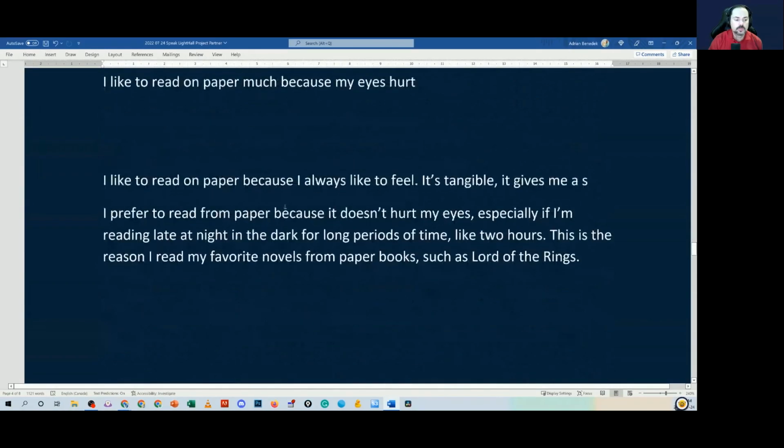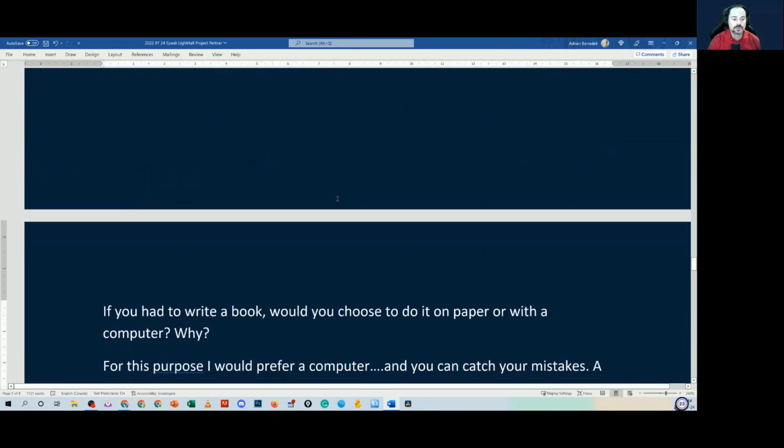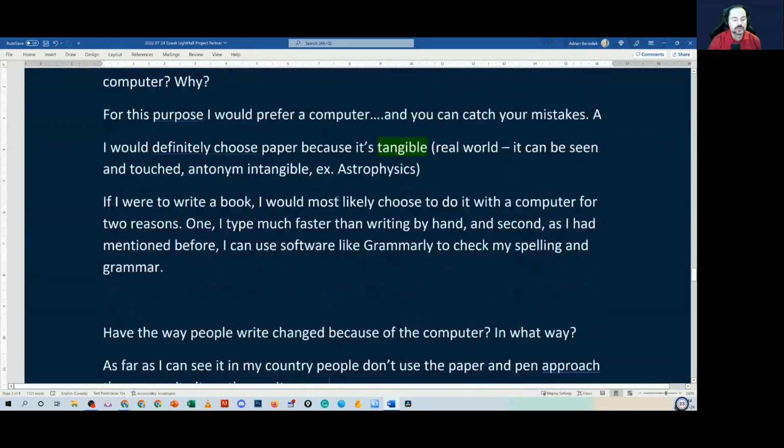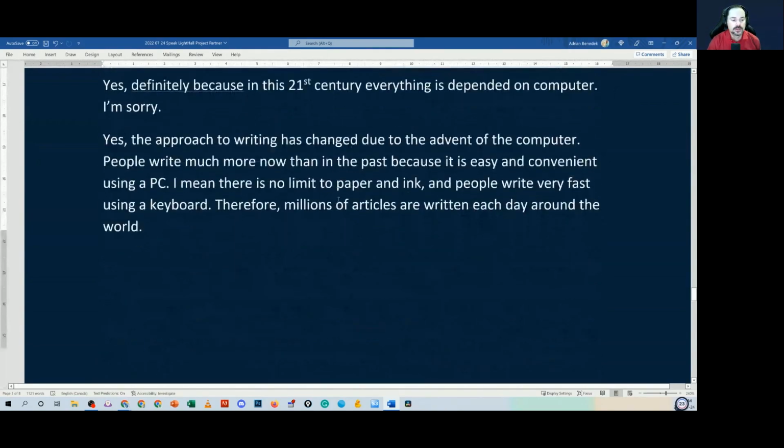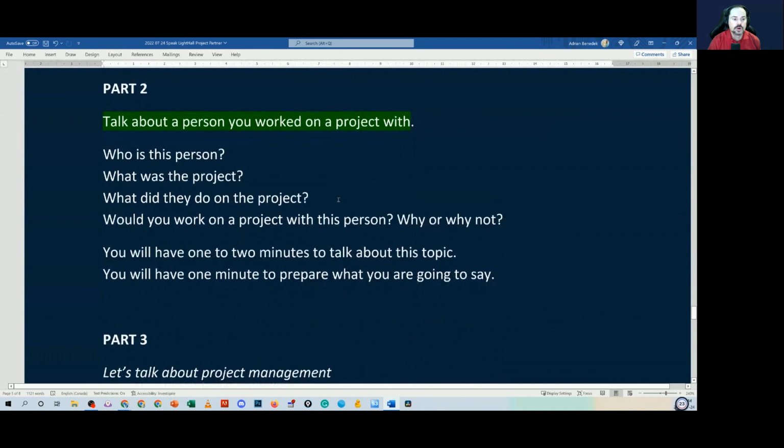So when part one is done, the examiner will say that is the end of part one. We will now continue with part two. For part two, I will show you some questions. You will have 1 minute to read these questions, and then you will have 1 to 2 minutes to speak. You can take notes in the 1 minute if you wish.